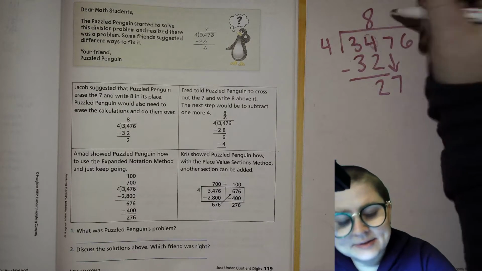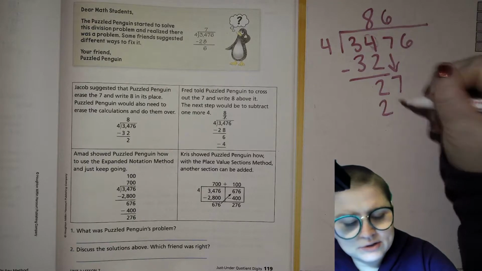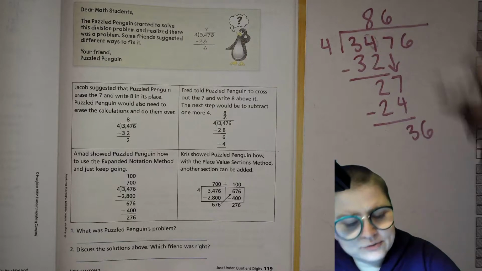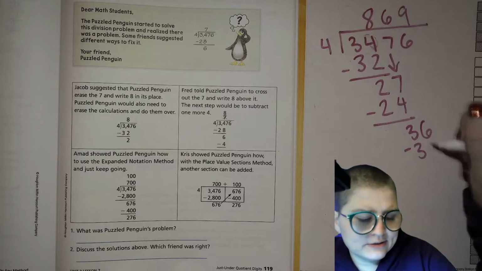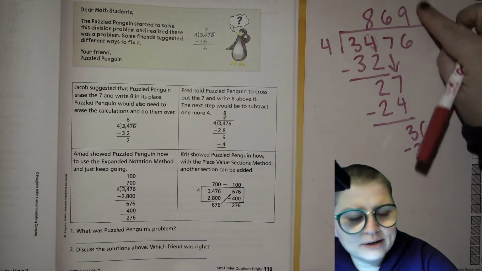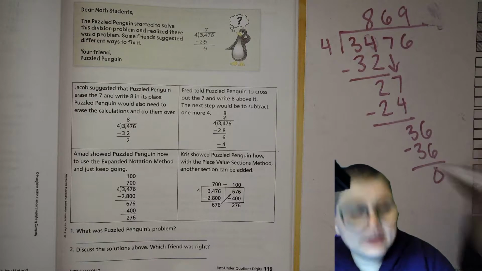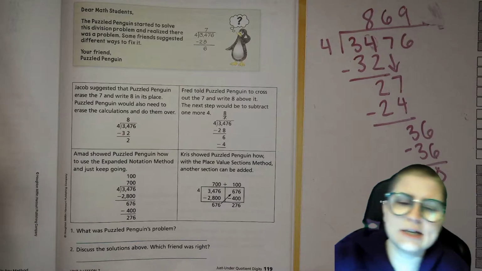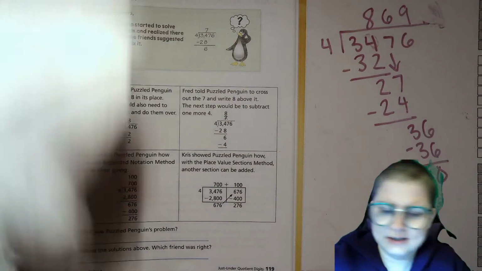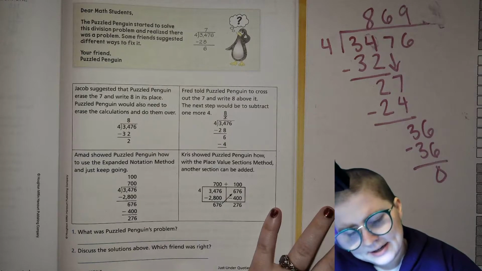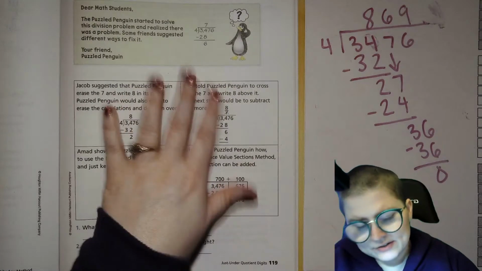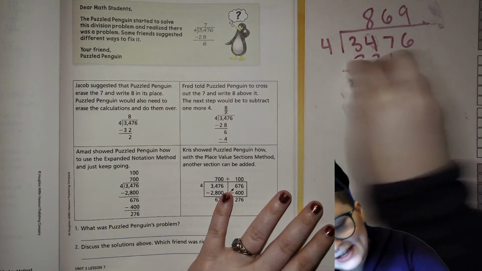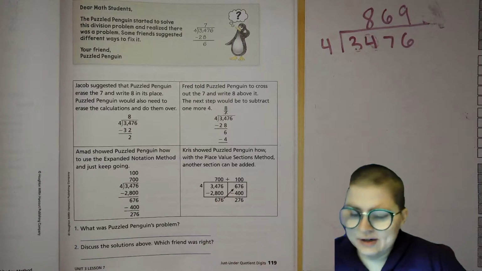4 times 6 is 24. Subtract. And then 3, 6, 4 times 9 is 36. Okay, so we know the answer is 867. Now he has a couple friends who so sweetly offered to help him figure out how to fix his problem. So I'm gonna just erase this and leave that there as our answer so we don't forget what it was.